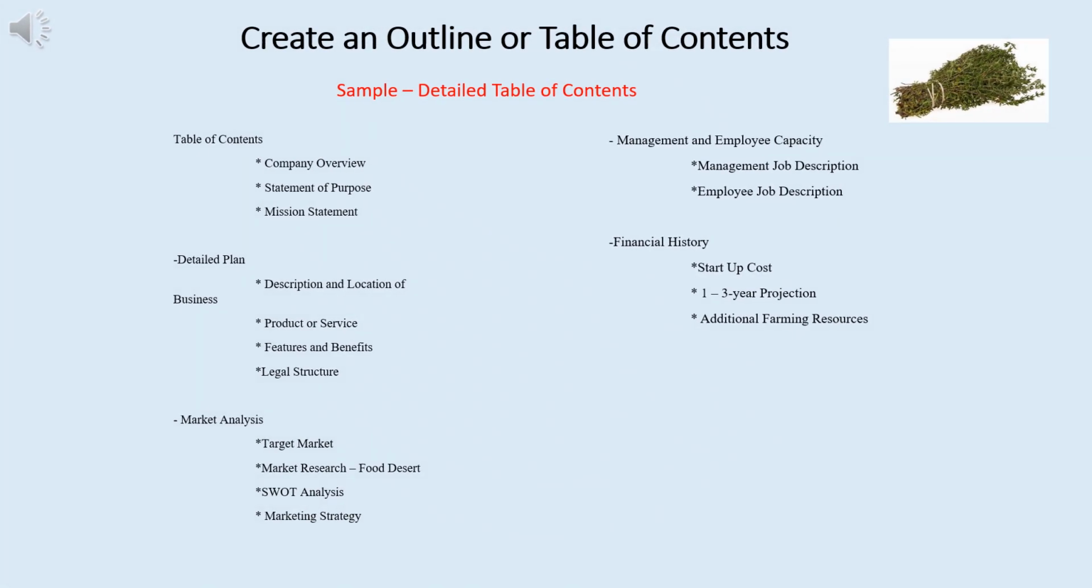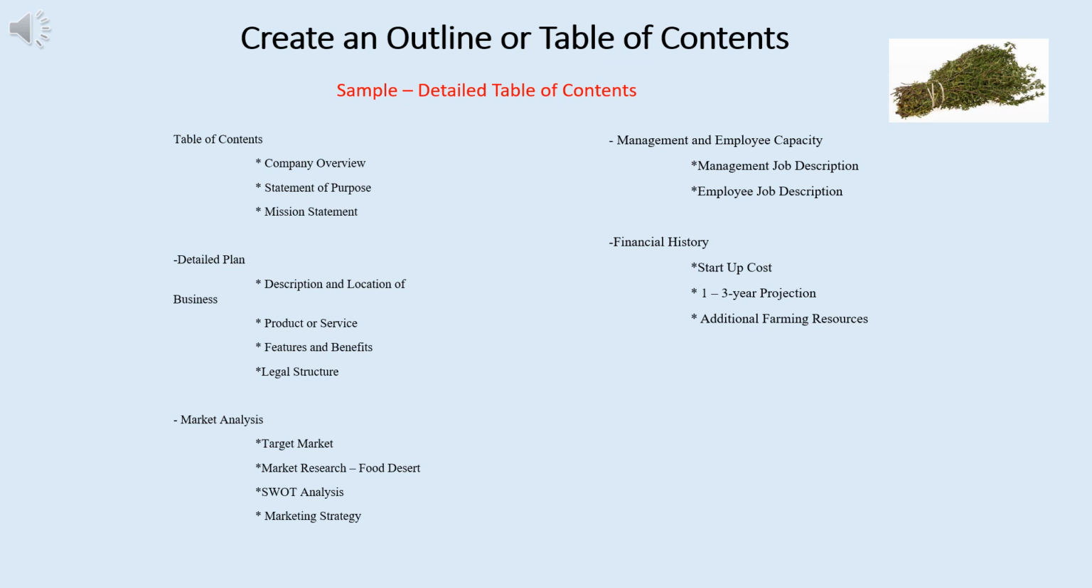Below you will find information on how to create an outline or table of contents. The sample below is what I use, but you can set it up however it works best for you. Under each heading you will find subheadings that can be addressed. Table of contents. Company overview. Statement of purpose. Mission statement. Detailed plan. Description and location of business.